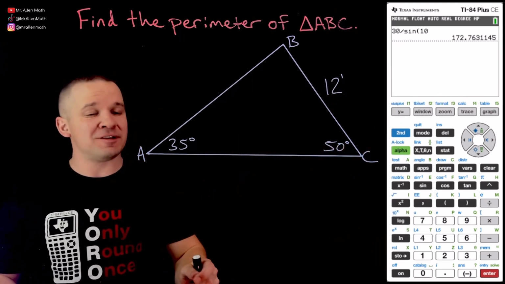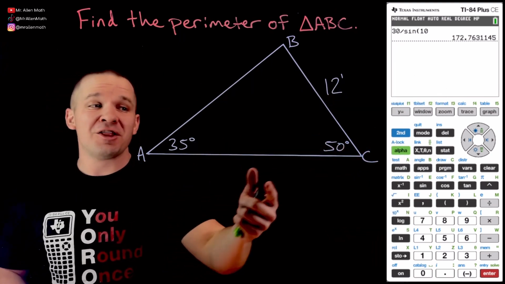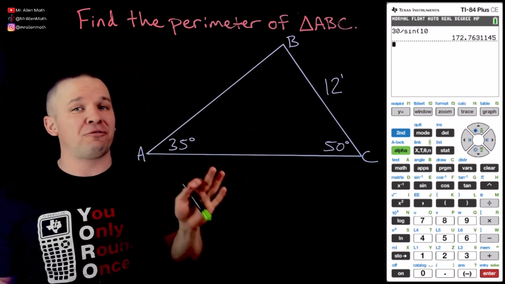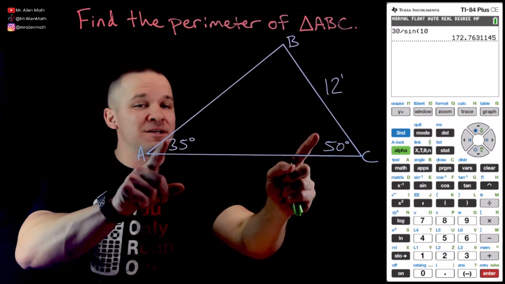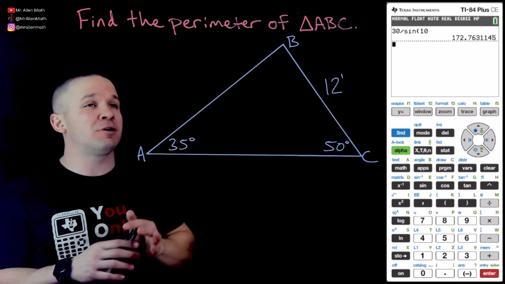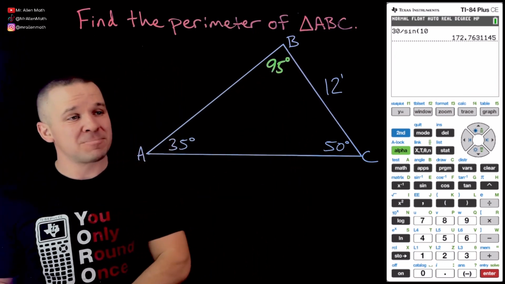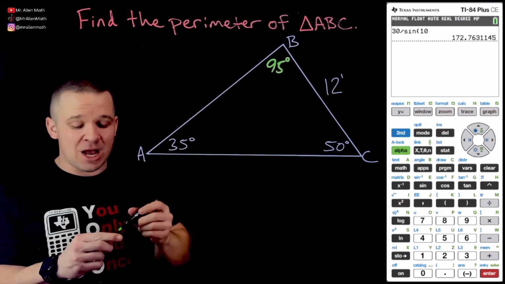Mr. Allen here with a fun little challenge problem of finding the perimeter of triangle ABC. Now, all we have is the measure of angle A is 35 degrees, the measure of angle C is 50 degrees, and this length right here, BC, is 12 feet. This isn't even a right triangle because these two angles add to 85 degrees, which leaves 95 degrees for this one. So I can't even use right triangle trig yet.